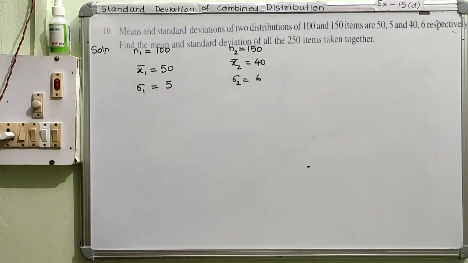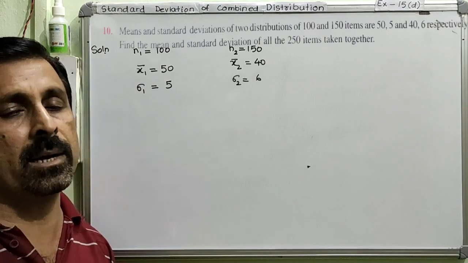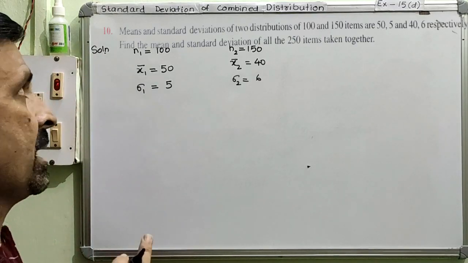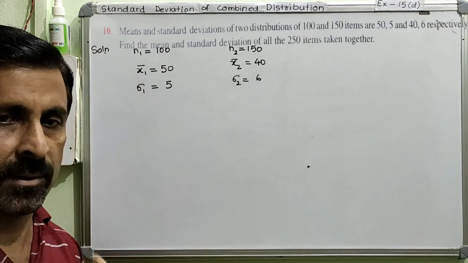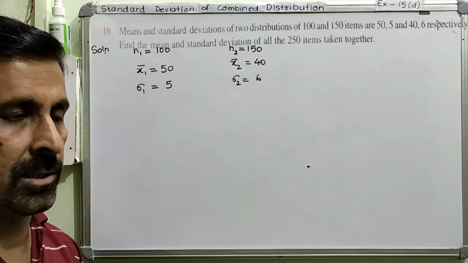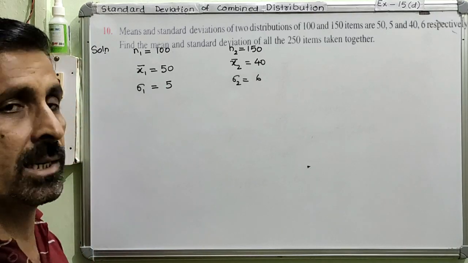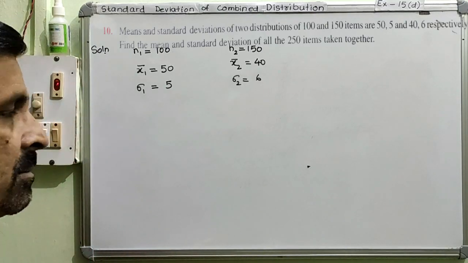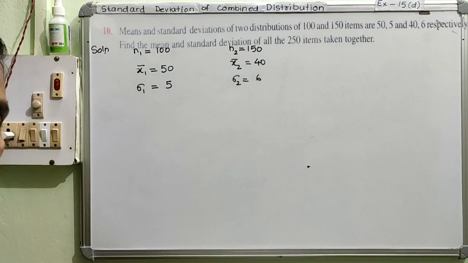We are given this information, and the question is to find out the combined mean and also the standard deviation of the combined distribution. So two things we have to find out. First of all the mean, which we will call the combined mean, because we have two sets of data, and then we will calculate the standard deviation. So let us calculate first of all the combined mean. For the combined mean, you already know the formula.